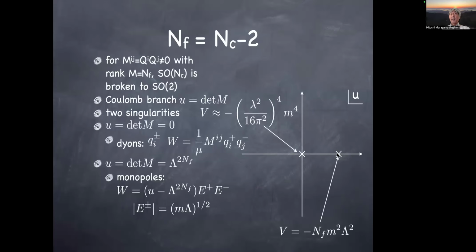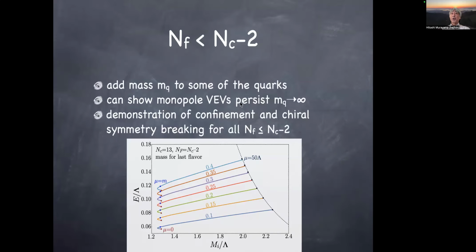Namely, if you take this theory, you find that the monopole and the meson acquire expectation values at the same time, namely causing confinement and chiral symmetry breaking at the same time. So this is the way you can really show confinement happening in a theory where you can rigorously define confinement to begin with.